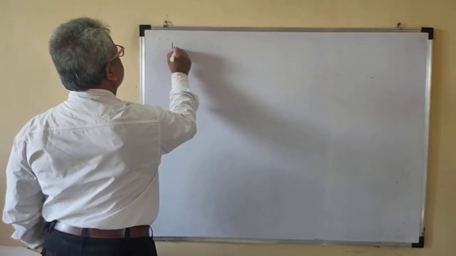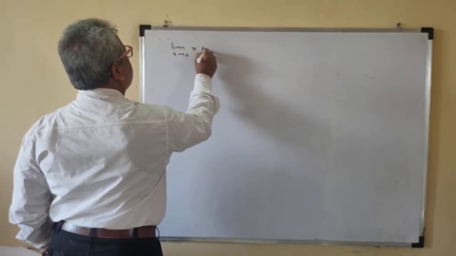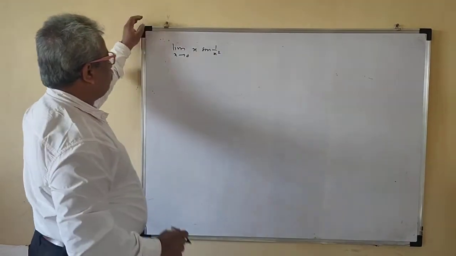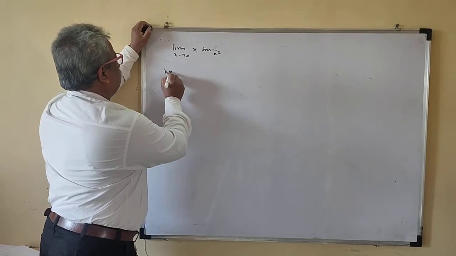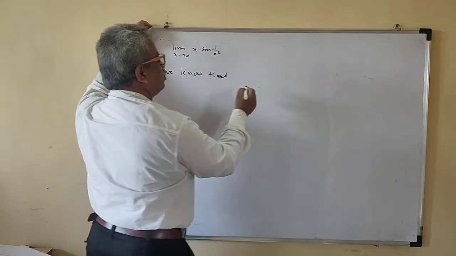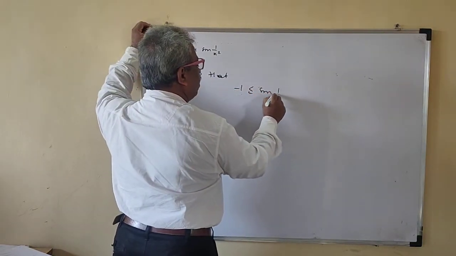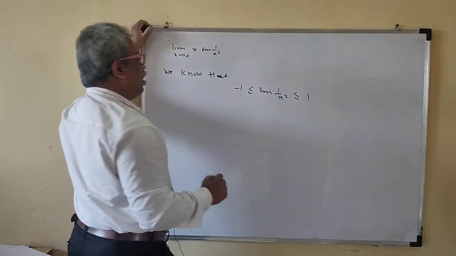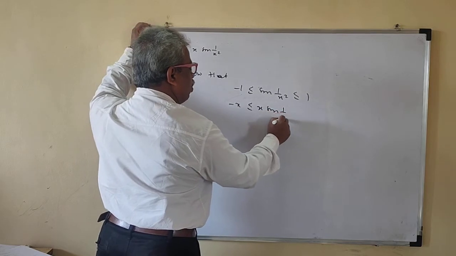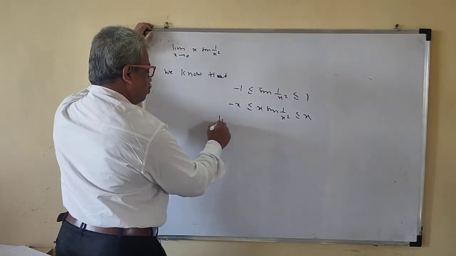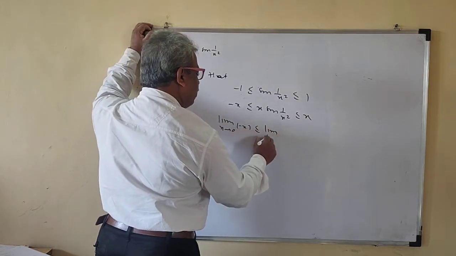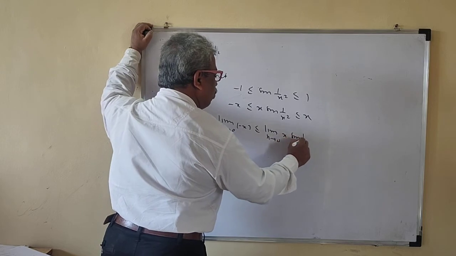Limit x tends to 0, x sin 1 by x square. Okay. So we know that minus 1 is less than or equal to sin of 1 by x square, less than or equal to 1. We can multiply by x now. So minus x is less than or equal to x sin 1 by x square, less than or equal to x. So limit x tends to 0, minus x, limit x tends to 0, x sin 1 by x square.